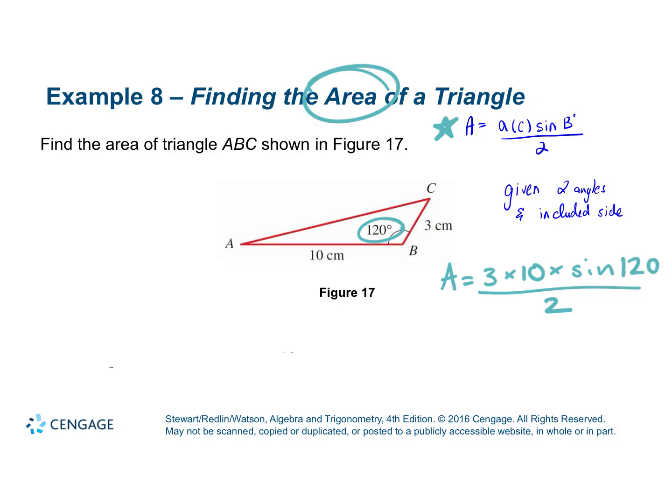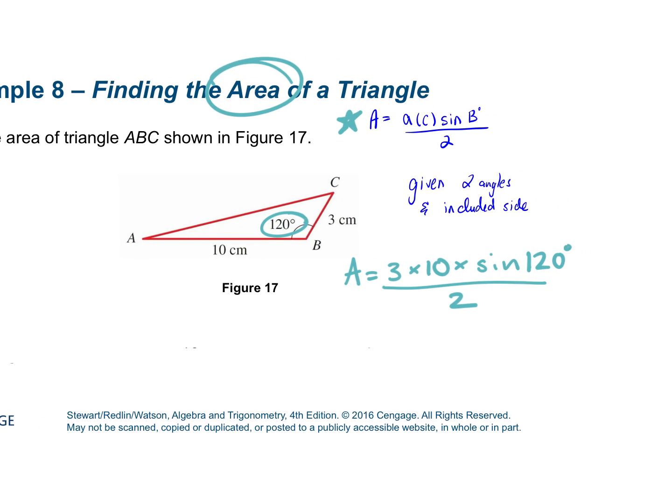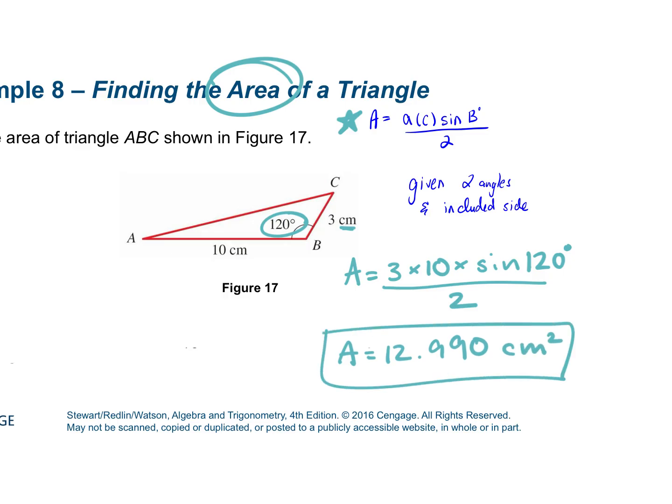Then we can just put this in the calculator. Because 120 is in degrees, make sure your calculator is in the degree mode. So 3 times 10 times sine of 120 divided by 2 should give you 12.990. We'll round to 3 decimal places. And then because we're talking about area, our unit's going to be centimeters squared. So this question, you just put it in the calculator.